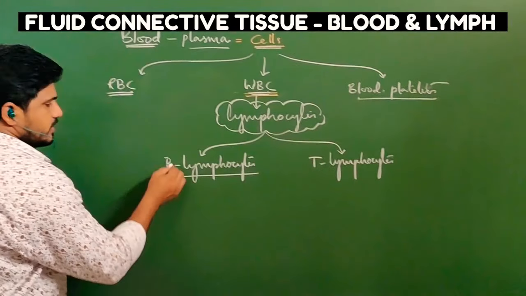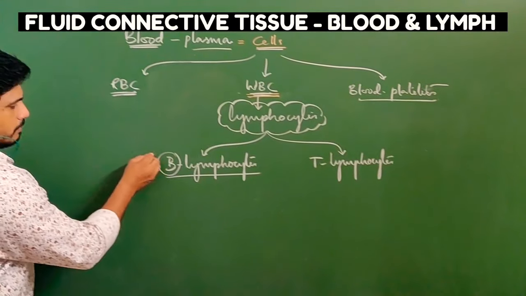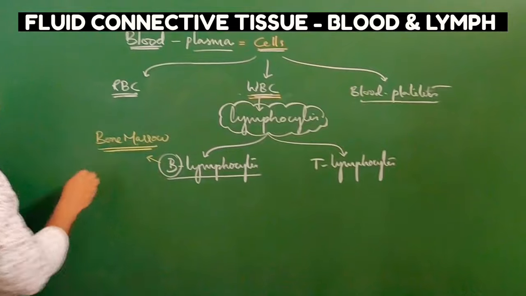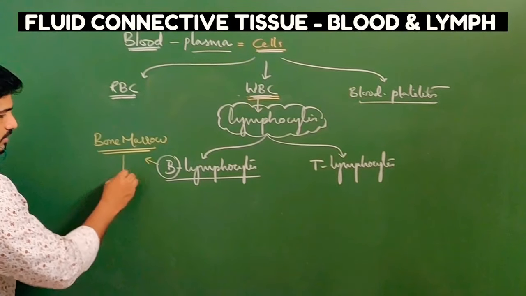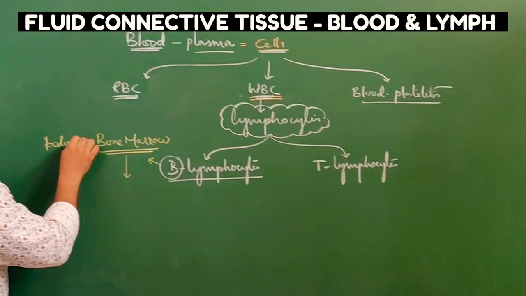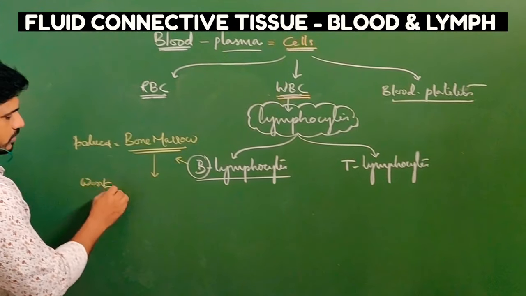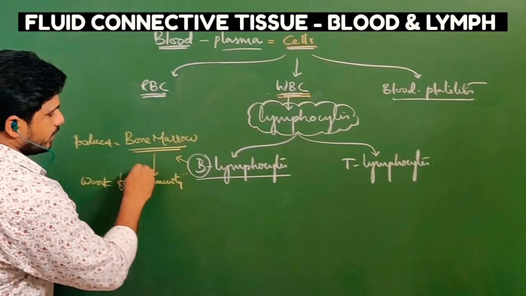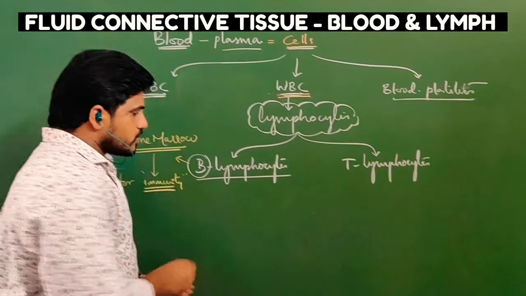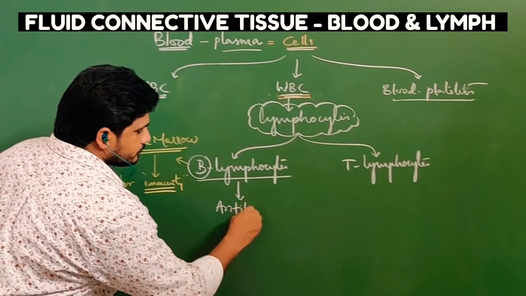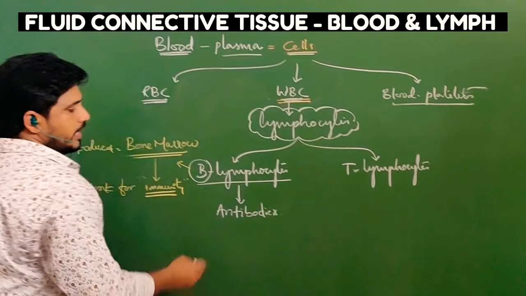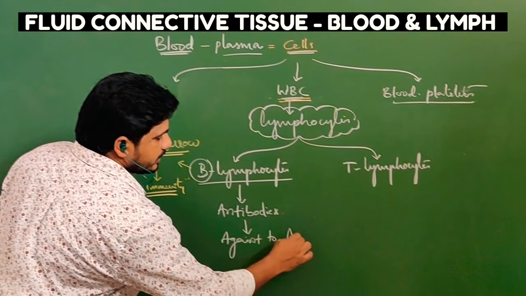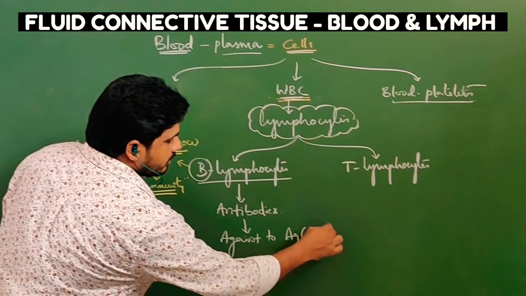B lymphocytes means what here? B is telling us bone marrow. They are produced in bone marrow and work for immunity. In blood, they are used to produce antibodies, and these antibodies act against antigens, nothing but bacteria or virus.